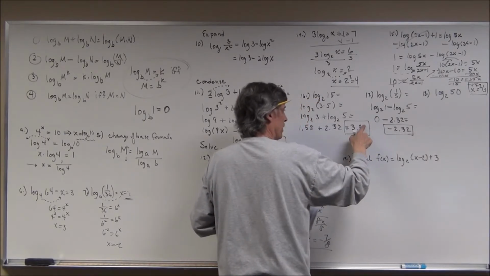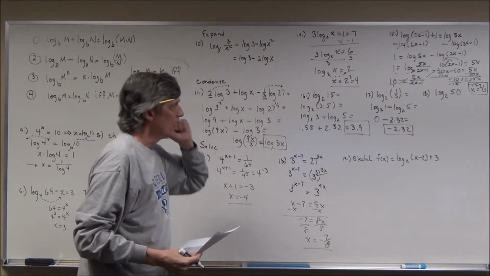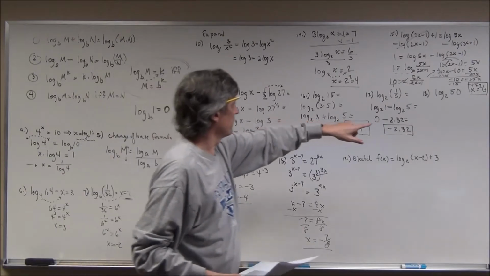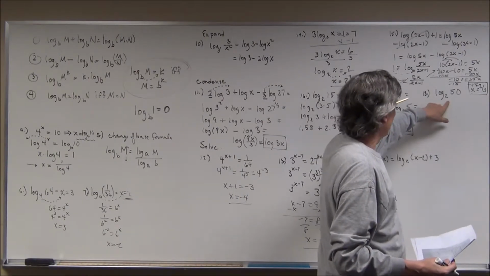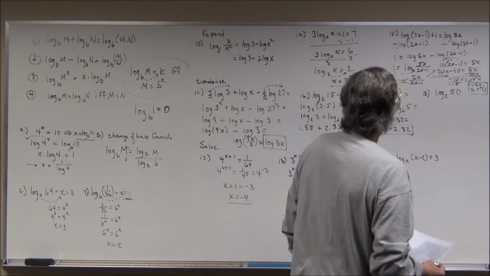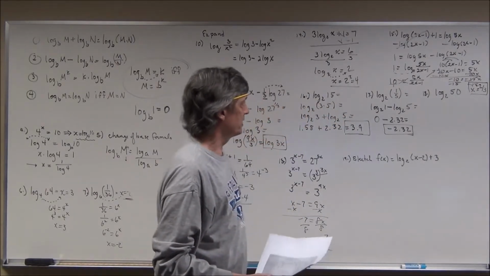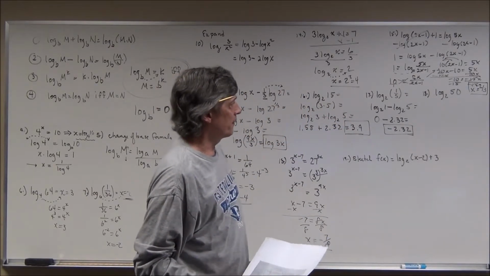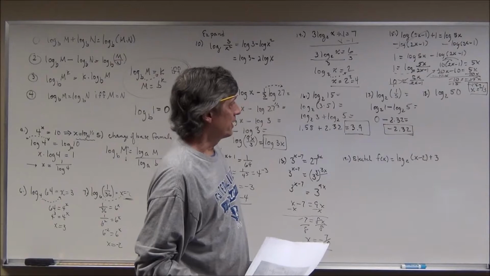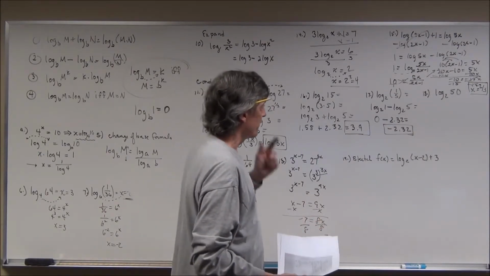That is 0 there, but I don't think you need it anymore. Alright, now I got a little bit of fun here. I have a log base 2 of 50. Now, I can see 5 divides into 50. In fact, 5 divides into 50 10 times, and 10 is divisible by 5.